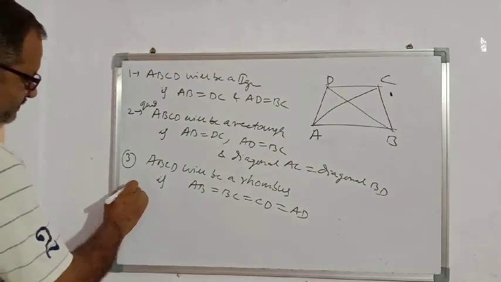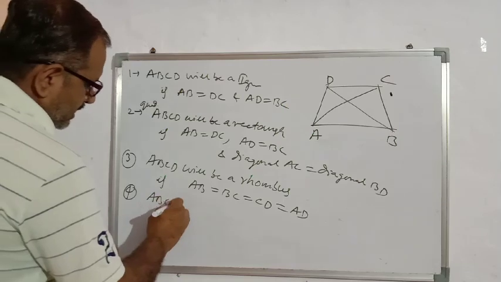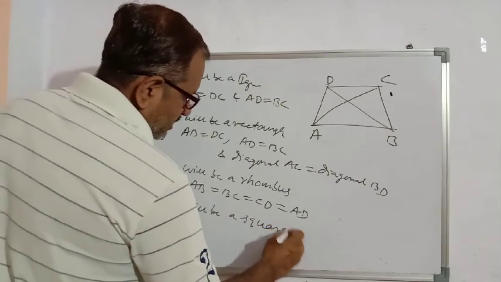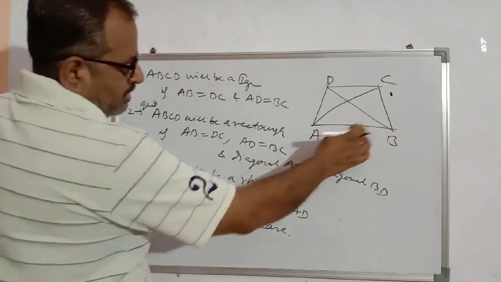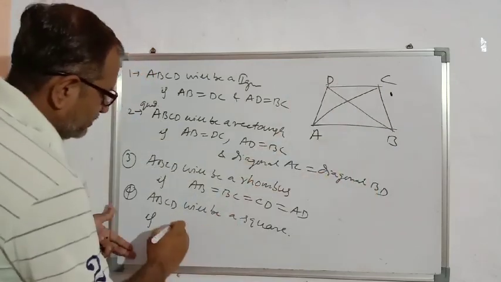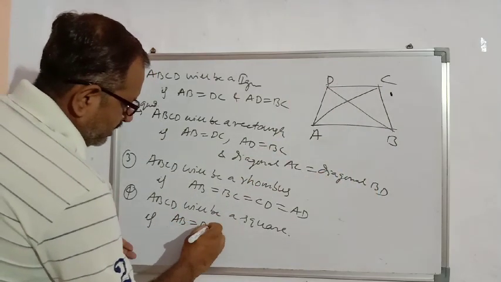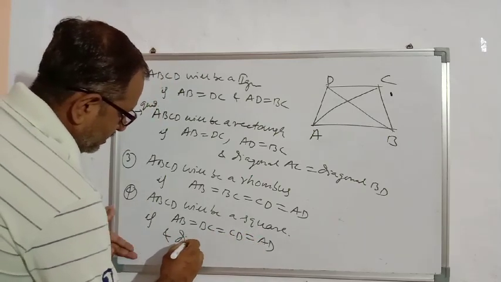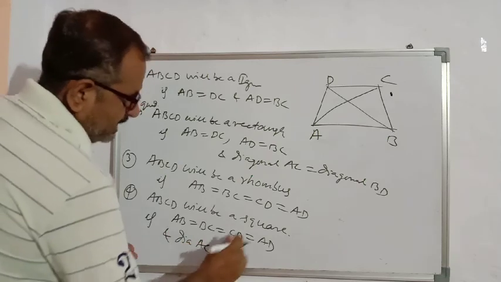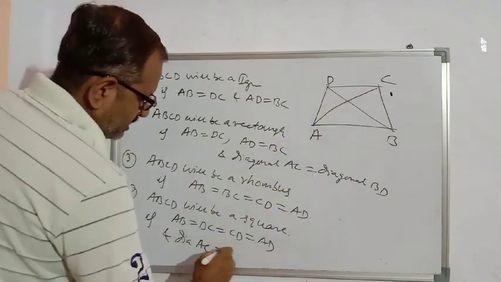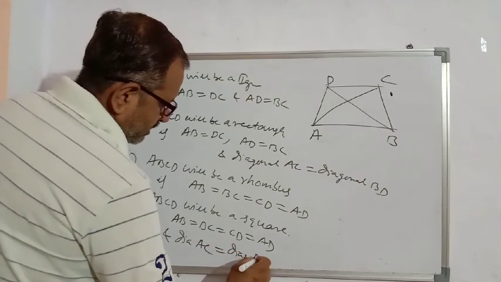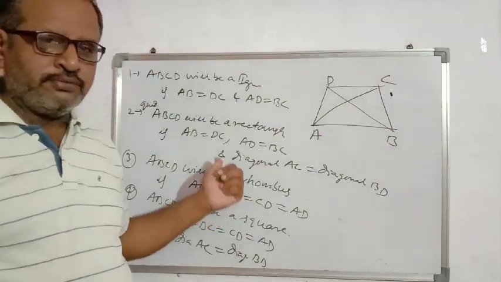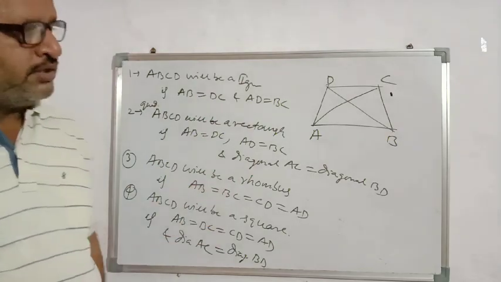Now square. ABCD will be a square if all the four sides are equal and diagonals are equal. If AB, BC, CD, AD are equal and diagonal AC is equal to diagonal BD. So in this way we can check whether a given quadrilateral is a parallelogram, rectangle, square or rhombus.